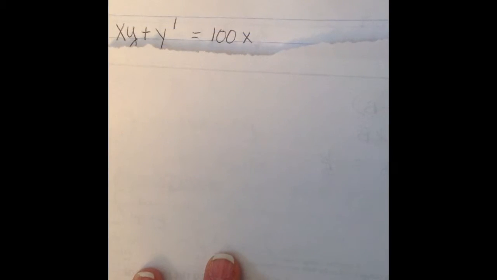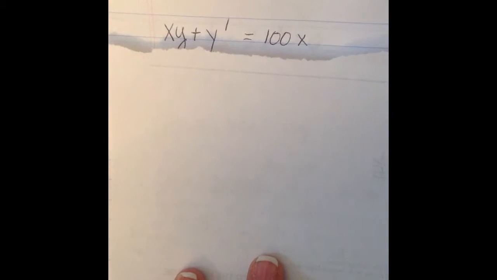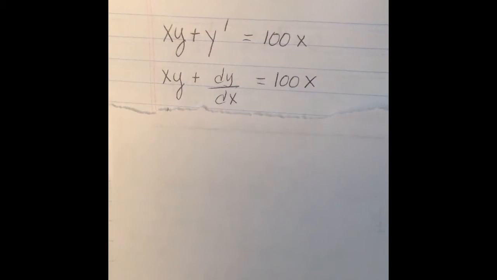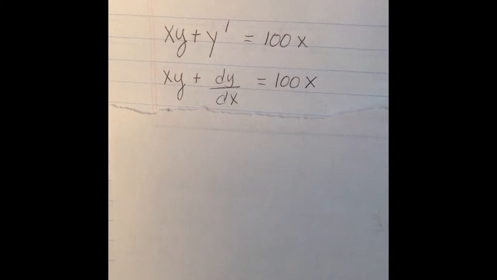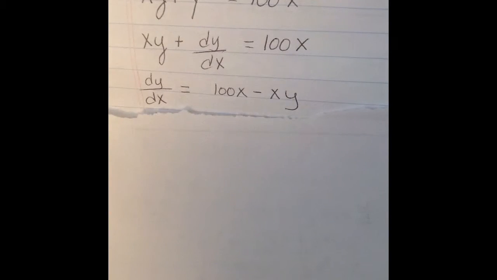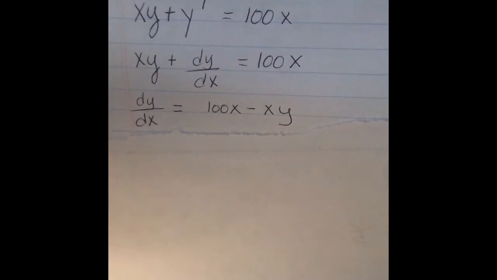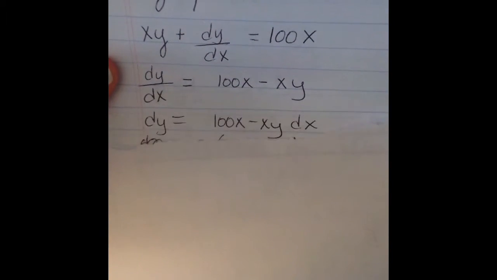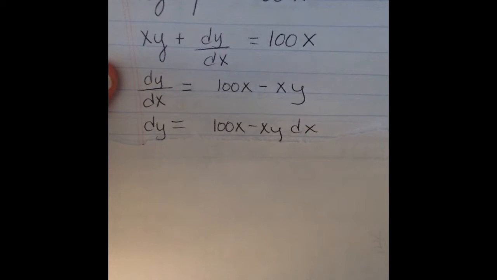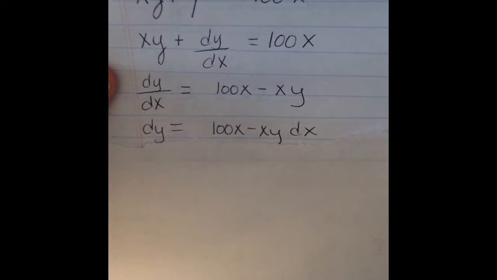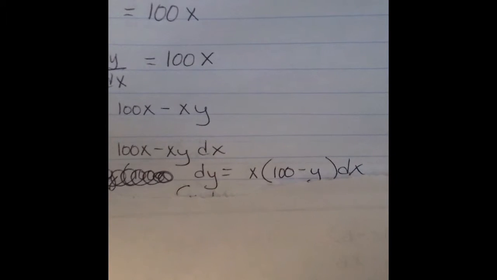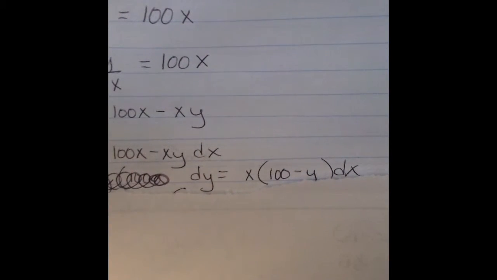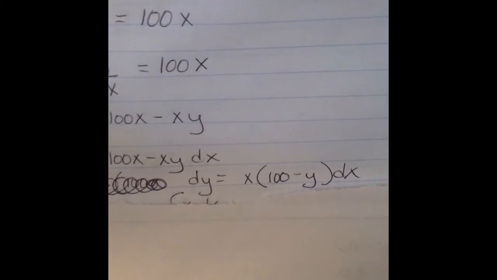So here's another example, xy plus y prime equals 100x. So I'm going to write that as xy plus dy/dx equals 100x. And we're going to take the xy to the other side, and we get 100x minus xy. Then we're going to multiply by dx, so we get dy equals 100x minus xy dx. Now we want to pull x out as a GCF. And so we get dy equals x times 100 minus y dx.